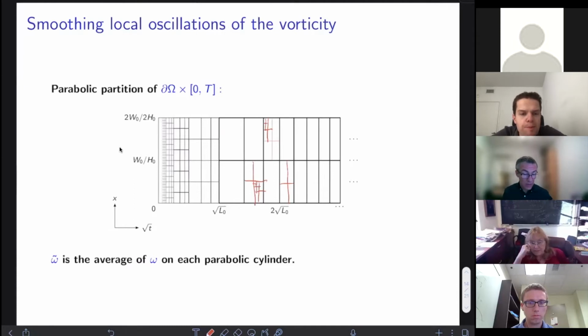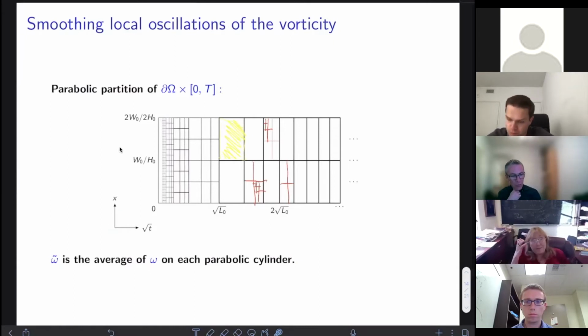And when you have this partition, what you do is you take the mean value of the vorticity on each of those domains. I should have put here, this is time, because we integrate in Tx, and this is x, but this is the boundary. So this is x1, x2. It's good to think 2D, because the boundary is 1D and the time is 1D. So it's 2D, but it's time space. And you take the mean value here.